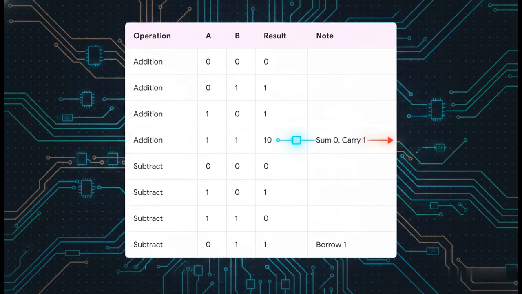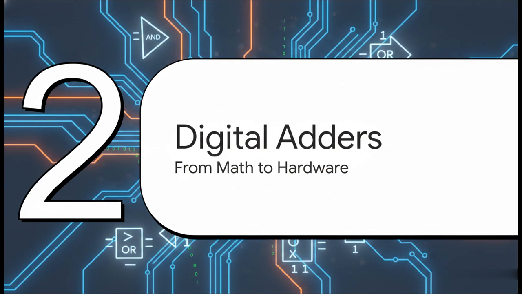It's the same deal with subtraction. Taking a larger bit from a smaller one requires a borrow. And these carry and borrow bits are critical. They don't just vanish into thin air, they actually have to physically propagate through multi-bit chains to give us the correct final answer.